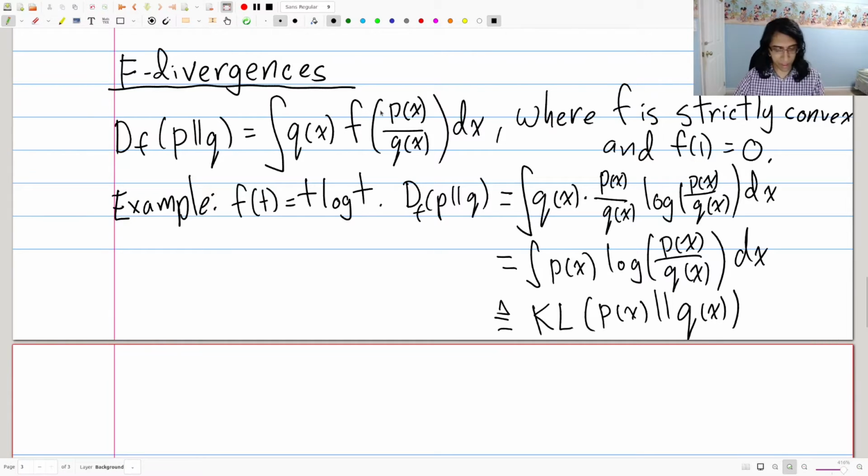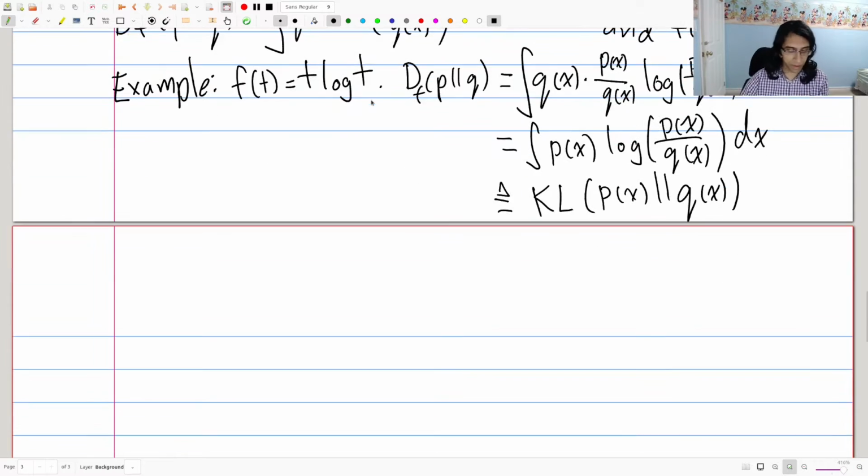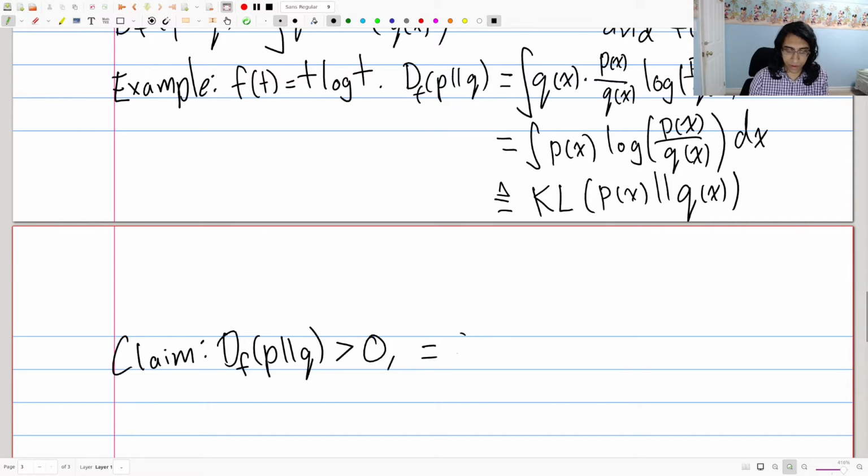Well, a very simple thing that we can show for this is that if p is equal to q, then this is always going to be equal to 0. And let me do this. So the claim is the following: that D_f of p with respect to q is going to be greater than or equal to 0, and is equal to 0 if p is equal to q.